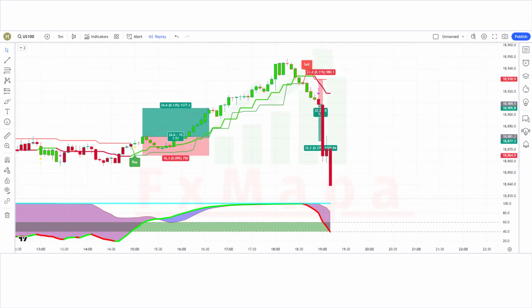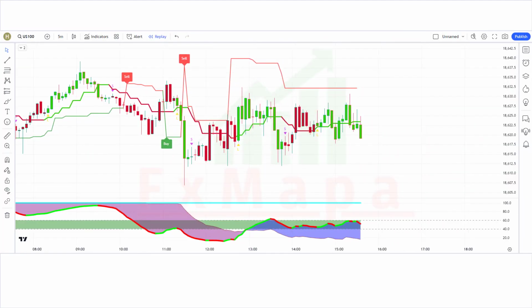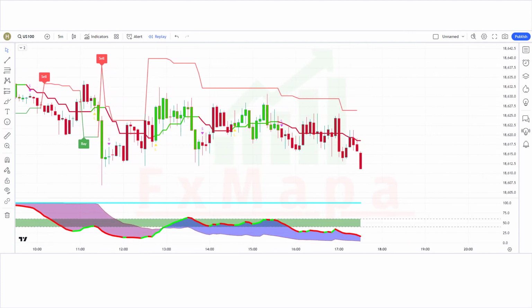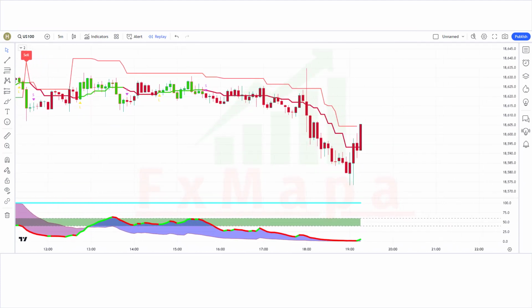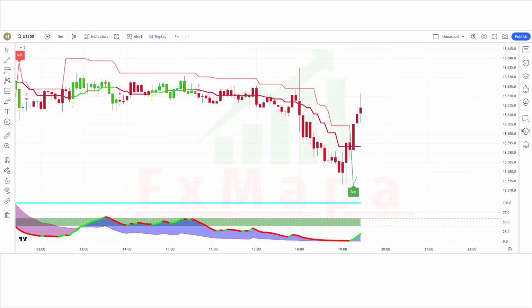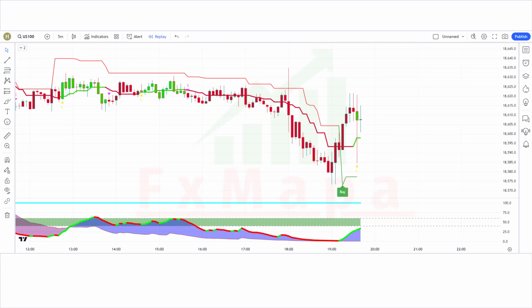I hope you must have understood this trading strategy. If not, then don't worry, we will see multiple trades, so that you definitely will understand. If you have any question related to this strategy, then you can ask in the comments section. We will try our best to answer all your questions.